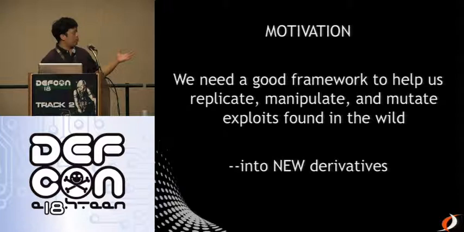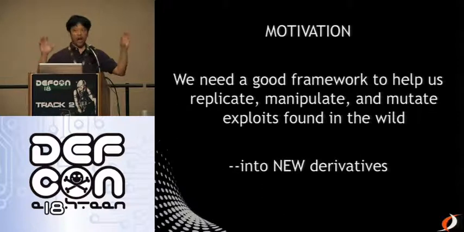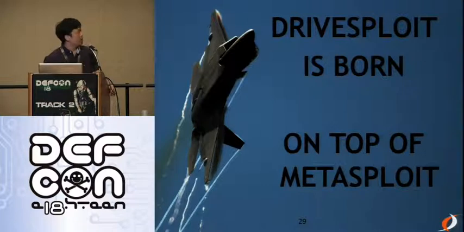So we needed a good framework to help us replicate, manipulate, and mutate exploits found in the wild. Note we didn't say obfuscate. There's a difference, because when we say mutate, we're changing the raw basic JavaScript exploit in its raw form, and not in its obfuscated form, into new derivatives. So Drivesploit is born on top of Metasploit.